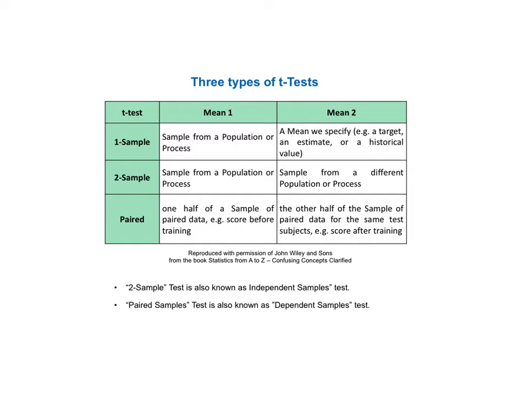The two-sample t-test is often called the independent samples t-test, while the paired samples t-test is also called the dependent samples t-test.